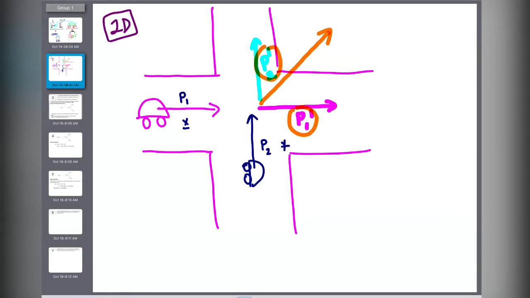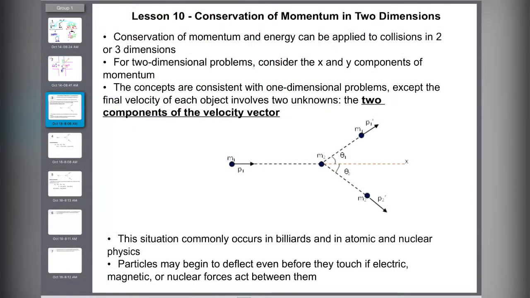Okay, so that means we need to balance all the momentum along x and all the momentum along y. Very similar to a first law equilibrium question. We just have to break everything into components along the x and the y directions, and then we account for all of them, and the momentum has to be conserved. Let's read the lesson together.